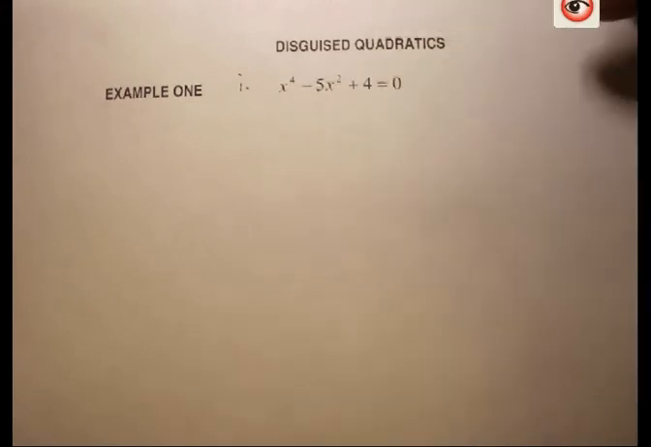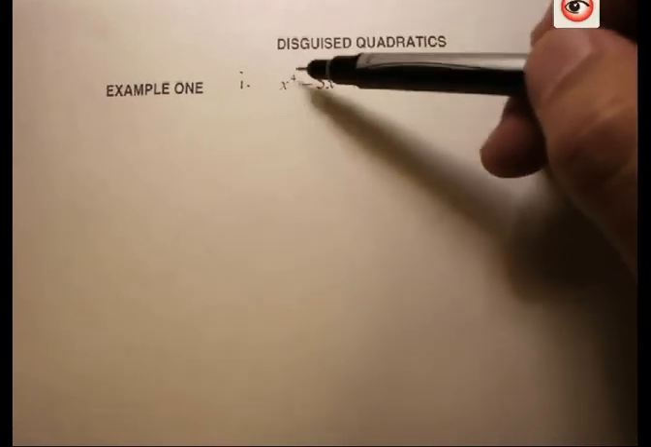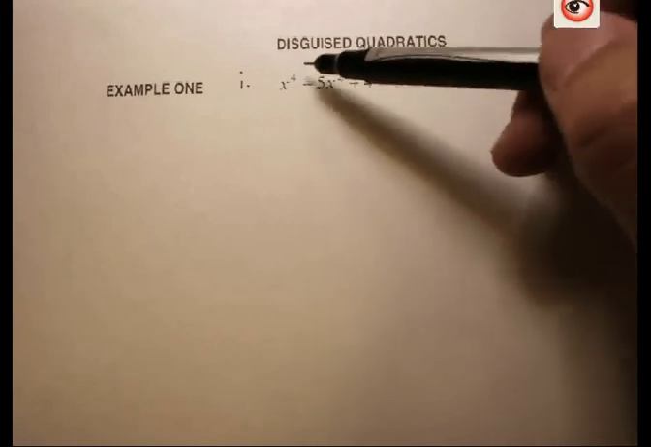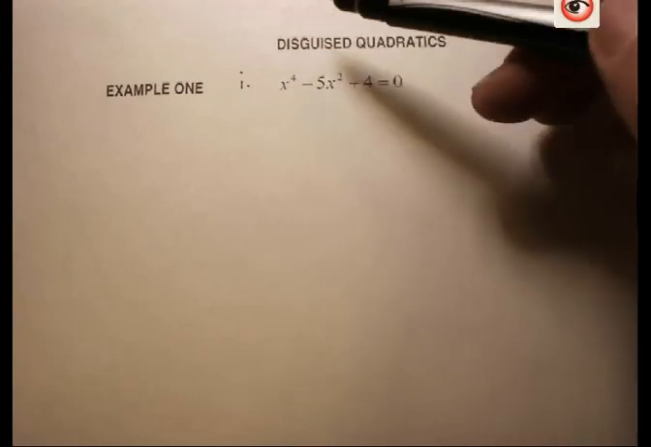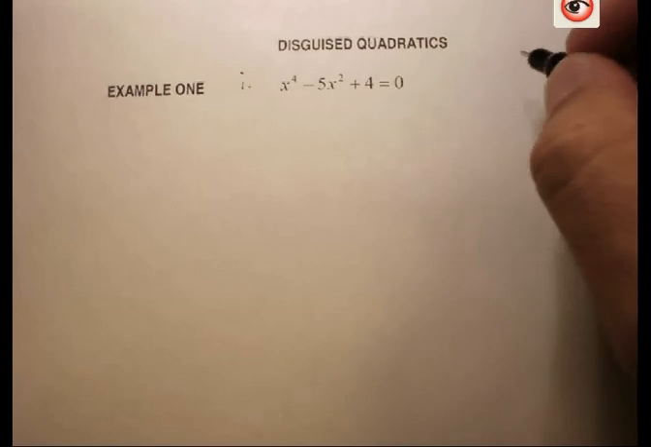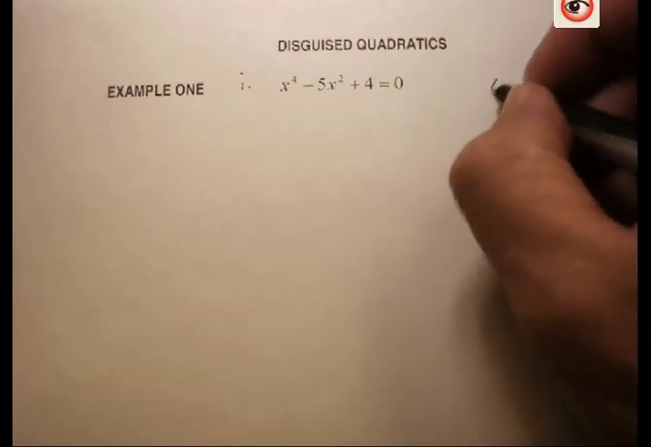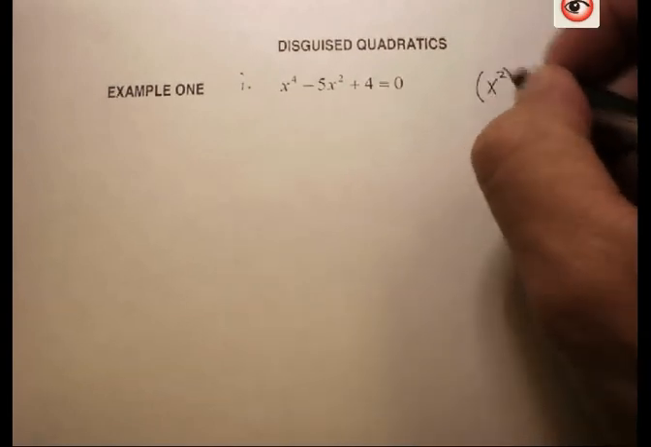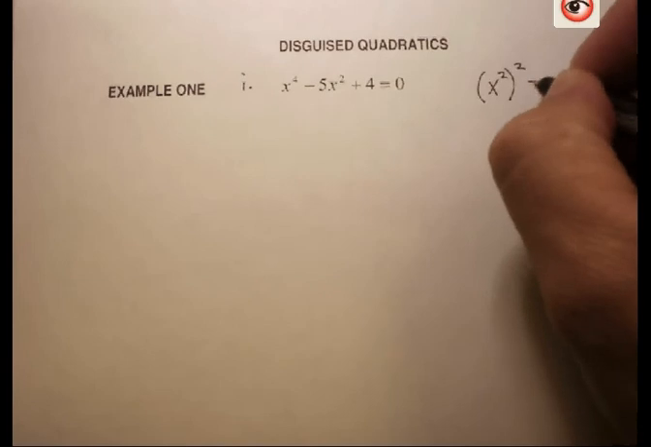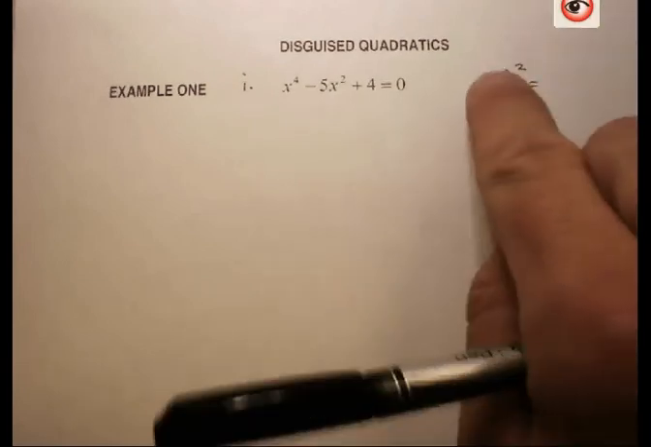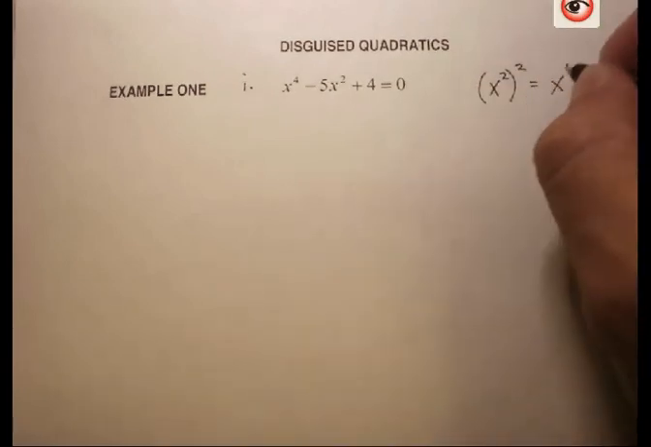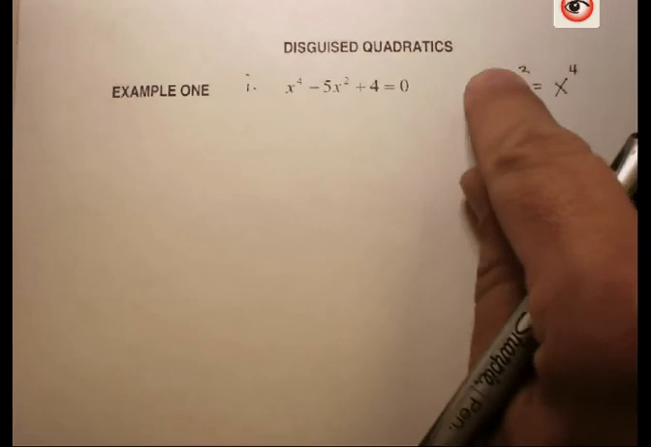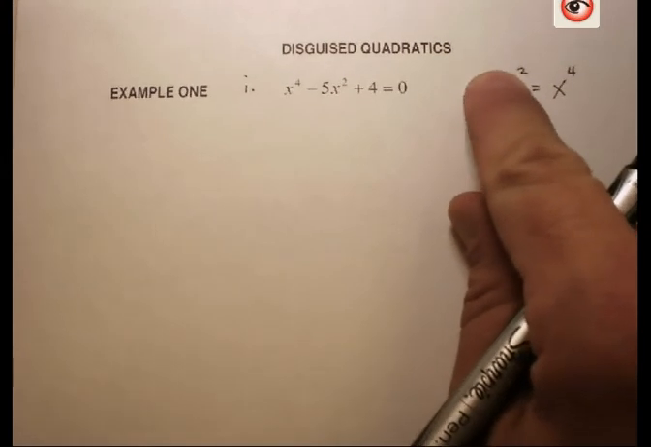So the question is, can I rewrite x to the fourth as a square of some kind? And the answer is yes, I can. I can actually say x squared, quantity squared, which is equal to x to the fourth, isn't it? I can just take whatever that is and square it, and it becomes a quadratic equation.